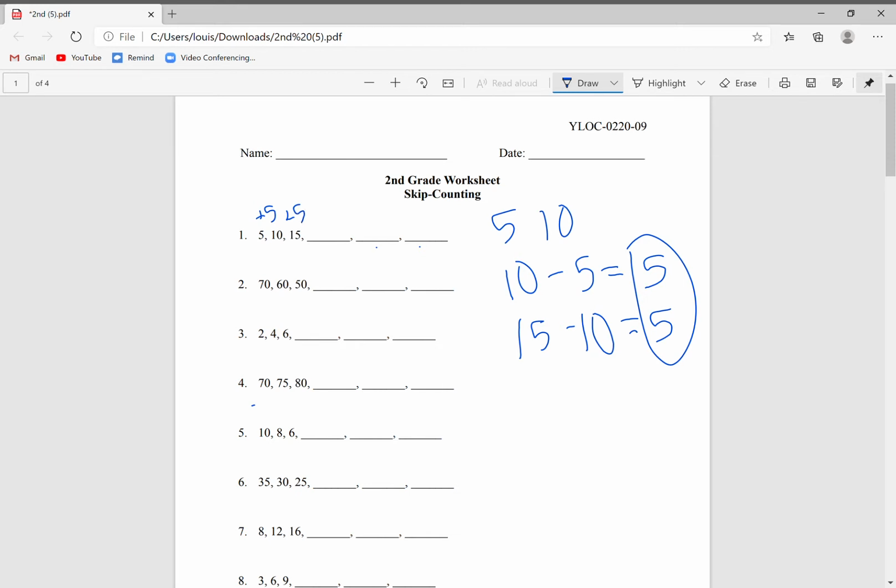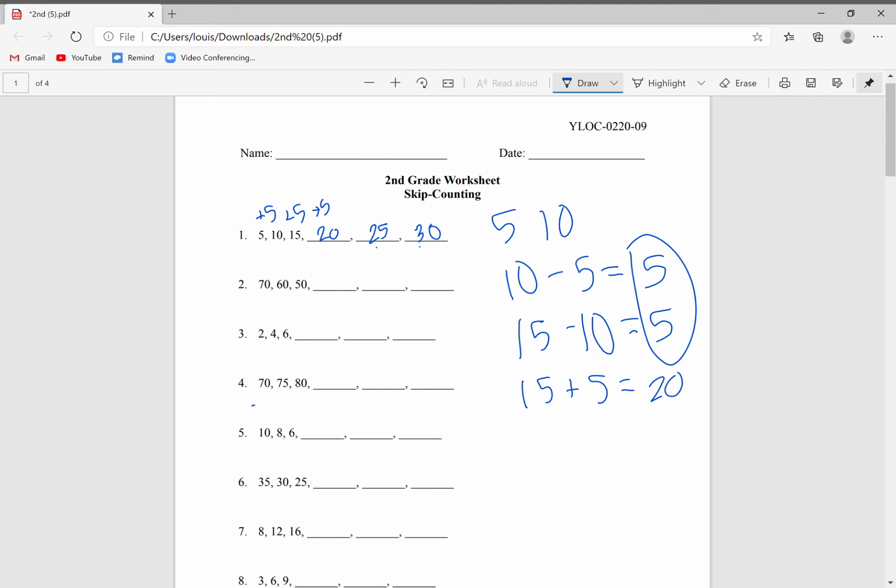Now, in order to find the next three numbers, what we would need to do is add 5 again and again. So, for 15, let's try adding 5 to that. That would equal 20. So, for the next number, you would get 20, because from 15 added by 5, you would get the number 20. And from 20, again, you would add 5, so you would get 25. And from 25, you would add another 5, which will get you 30. So this is basically skip counting.